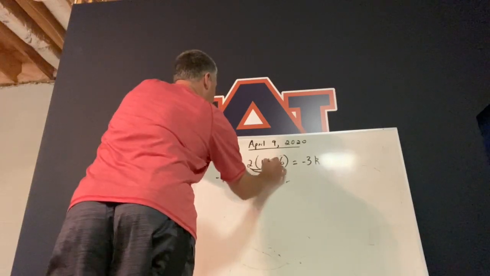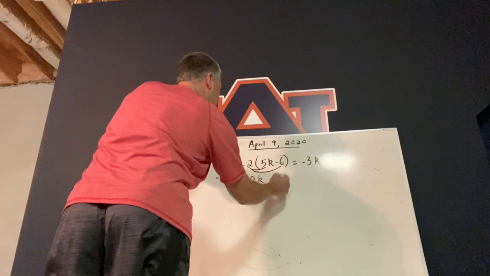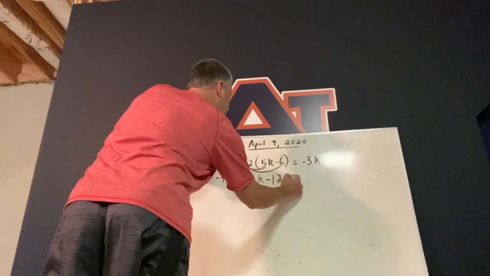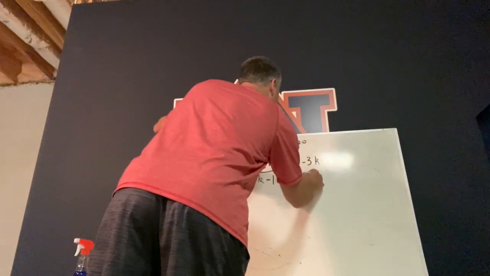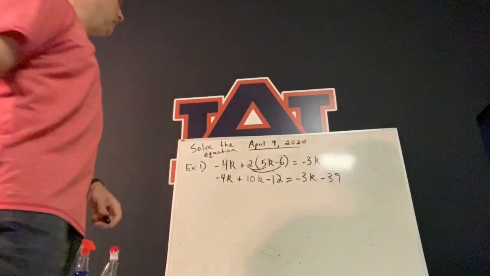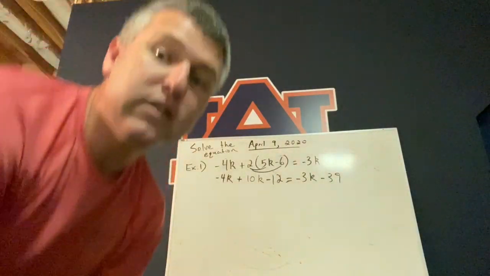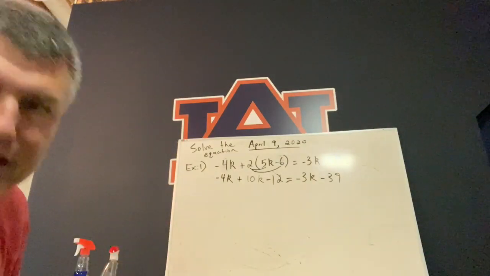When I do that, 2 times 5k gives me 10k. 2 times negative 6 gives me negative 12. Equals, on the right-hand side, that gives me negative 3k minus 39. Okay? Now, look at this. We've distributed. We've gone through the first step. Now let's simplify each side that we can, okay?